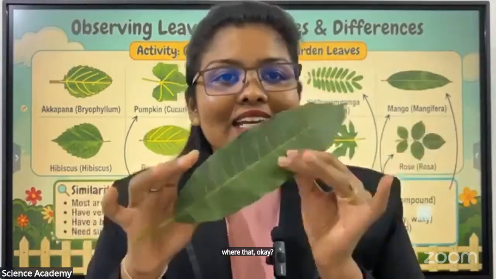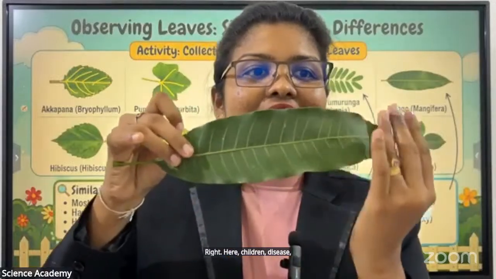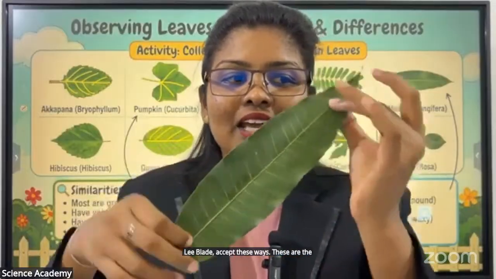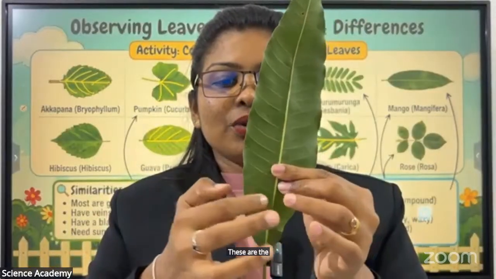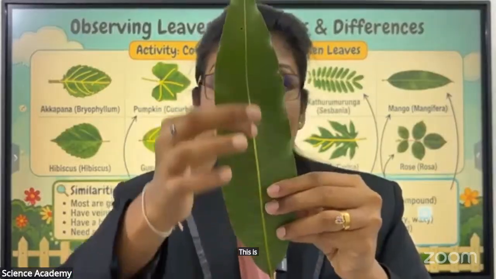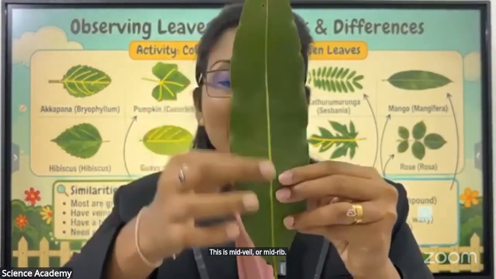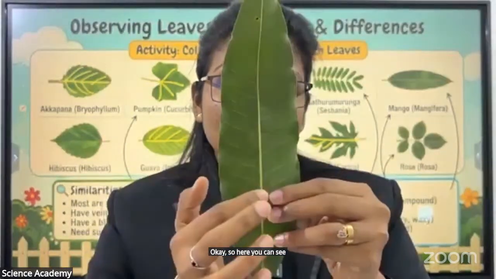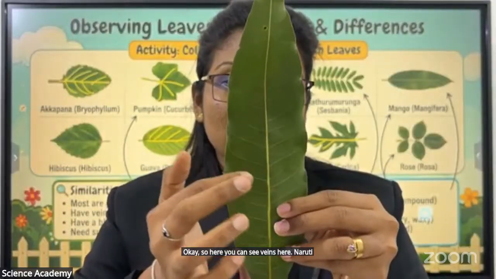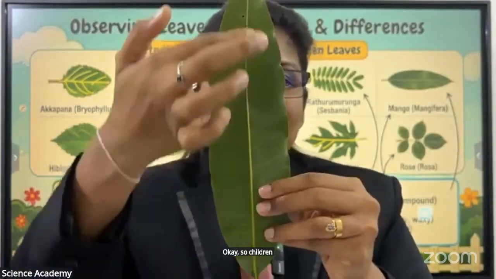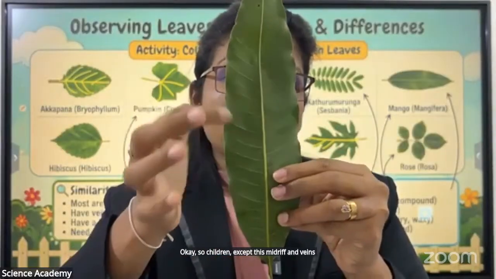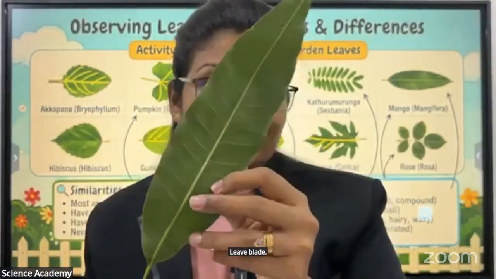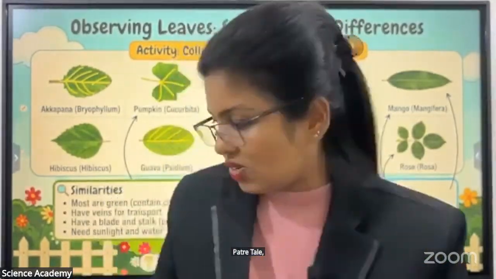Okay. Here children, this is the leaf blade. Except these veins, these are the veins. And then you can see this is the mid vein or mid rib. Medanarati, mid vein. So here you can see veins here. Narati, veins. So children, except this midrib and veins, these areas are called the leaf blade. Patra thalaya, leaf blade.